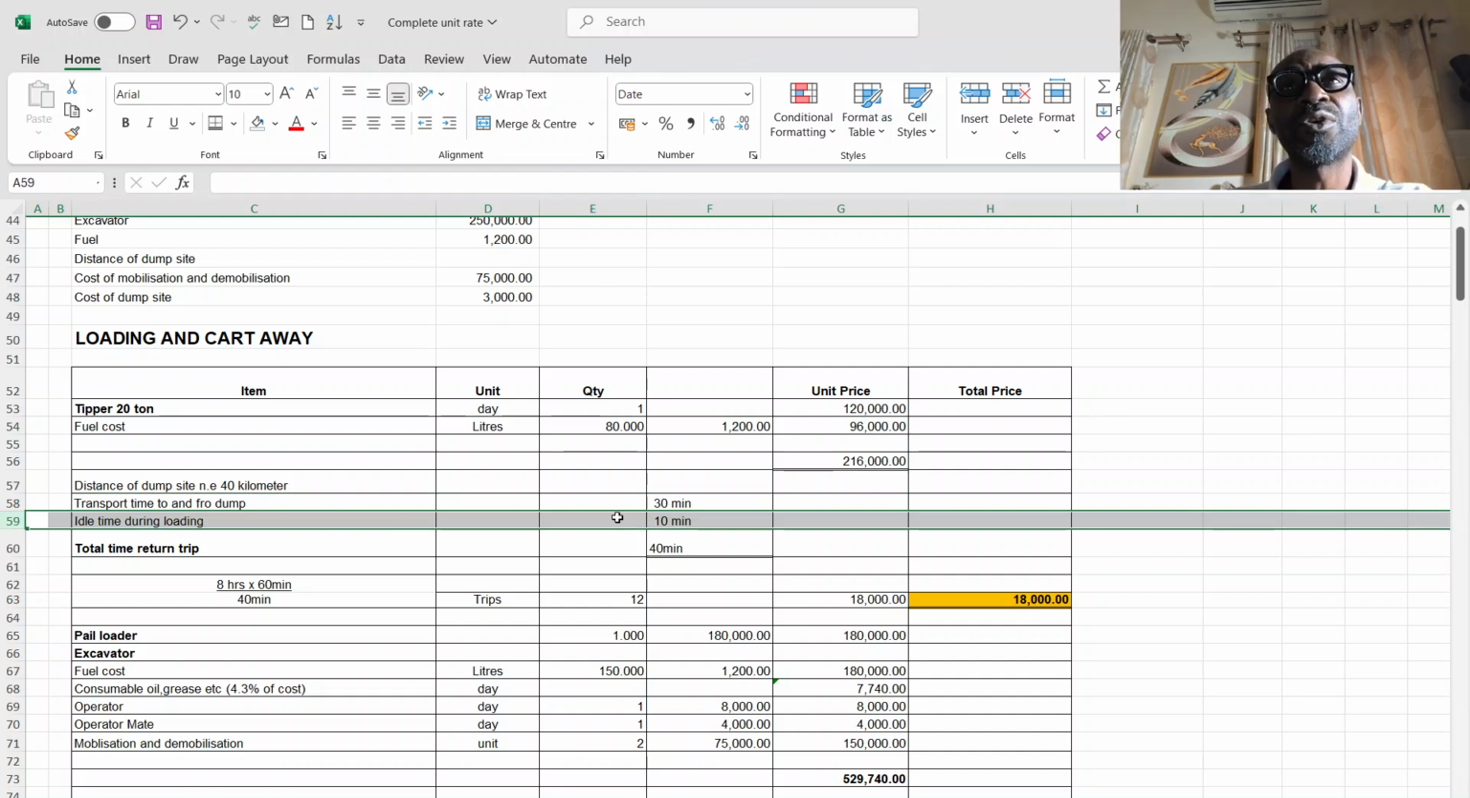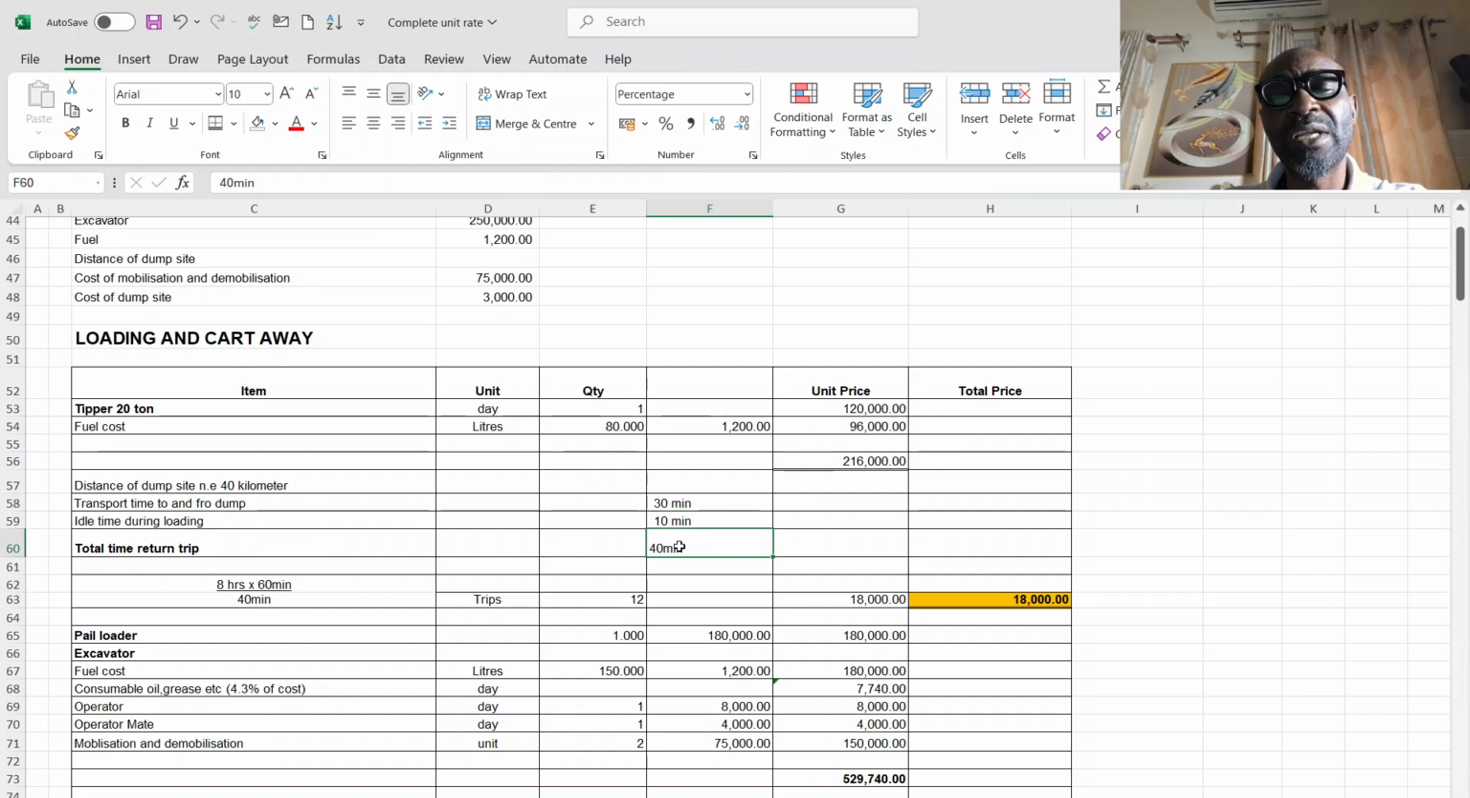And there is usually an idle time. Say the trucks arrive at the same time at the site where they need to be loaded. One has to wait for the other one to be loaded, and that waiting is idle time. The time the truck is being loaded is idle time as well. So having considered the time as 10 minutes, you now add it together with the 30 minutes. It now gives you 40 minutes for the truck to go and come back.